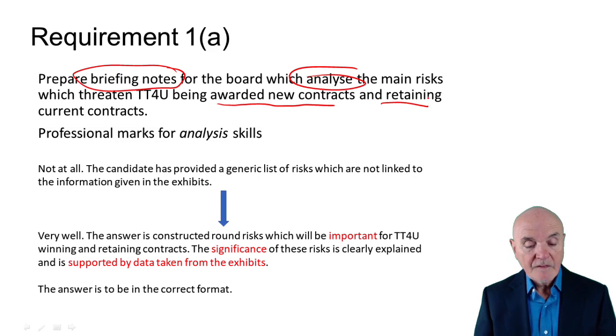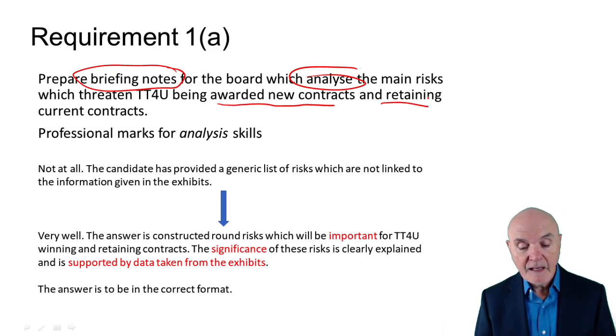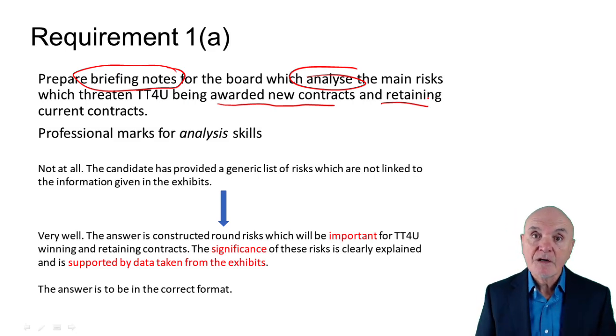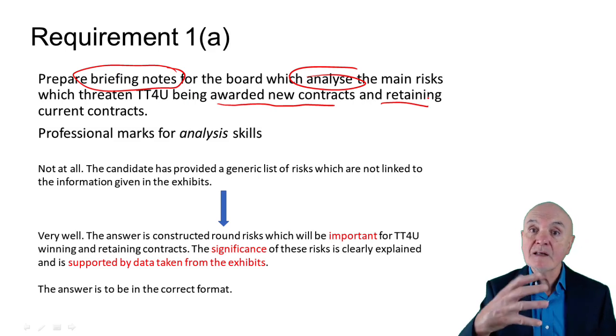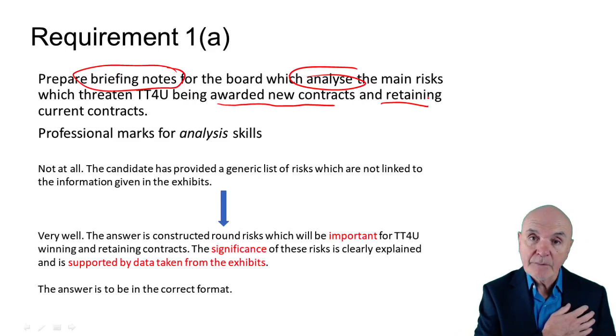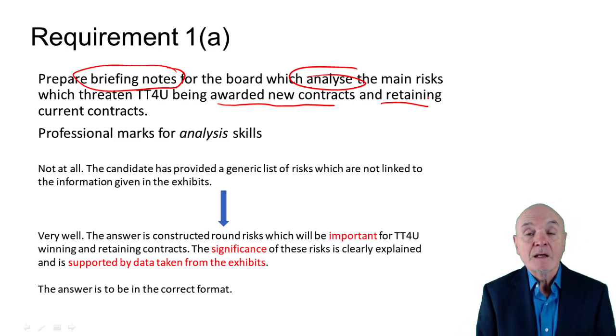Up at the other extreme, where analysis skills have been displayed to a very great extent, you've done very well in these, the answer is constructed around the risks which are important for TT4U, winning and retaining contracts. The significance of these risks is clearly explained because not all risks are the same. It may require some explanation on your behalf to say why you think something is a risk, because maybe the examiner hasn't thought about it.